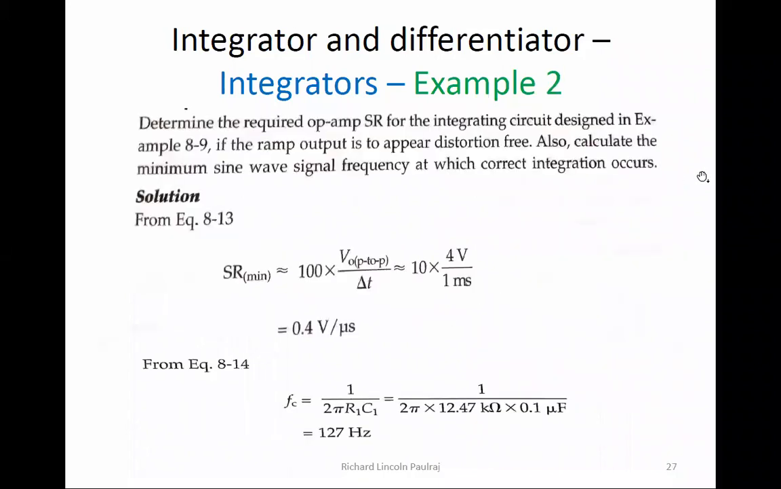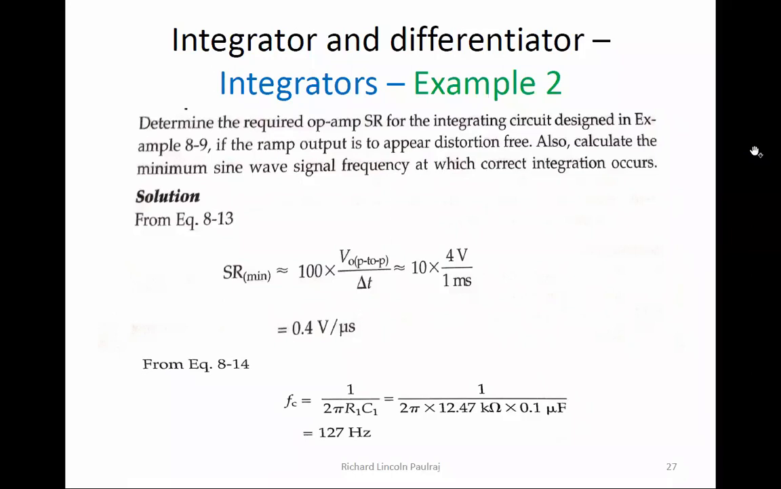Right. So the next one here also, we're going to calculate the slew rate. This is also based on the previous problem that we have. So 100 times V naught peak to peak over delta T. This is the formula that we're going to use. Determine the required op-amp for the integrating circuit designed in the previous example.